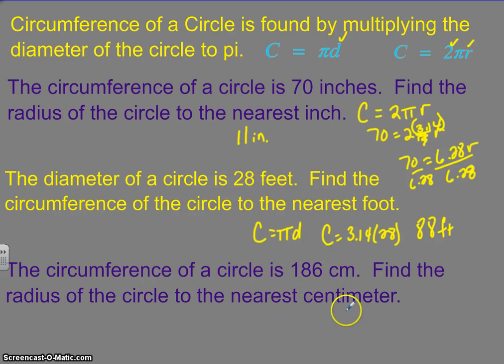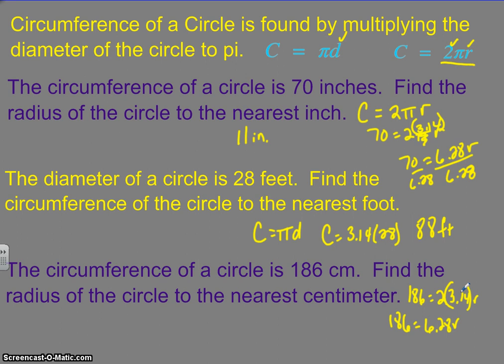The circumference of a circle is 186. Find the radius. So again, we got 186 equal to 2 times 3.14 times r. Remember, for finding the radius, use this formula, the one with the radius in it. If you use this one, you'll have to take half of your answer because you're finding the diameter there. So 186 equals 6.28 times r.